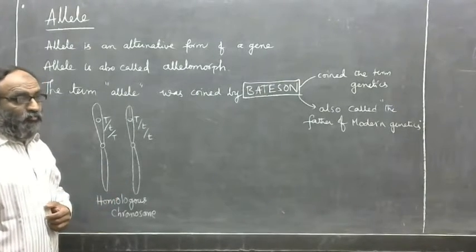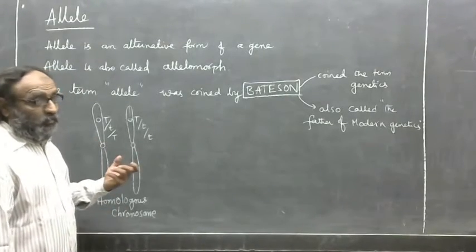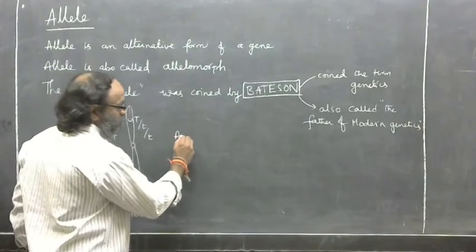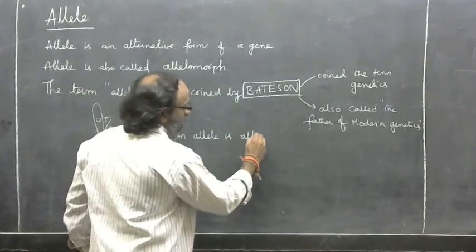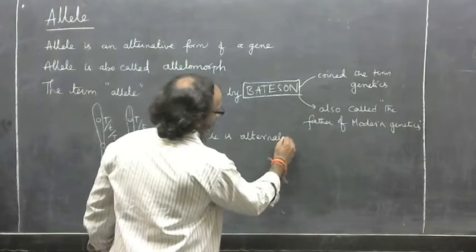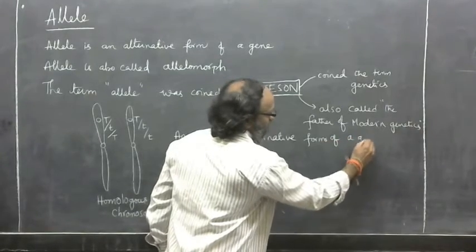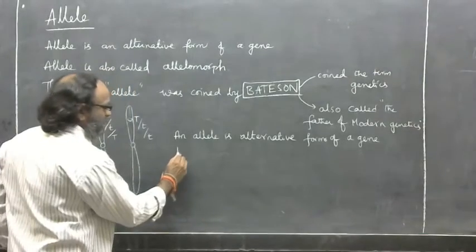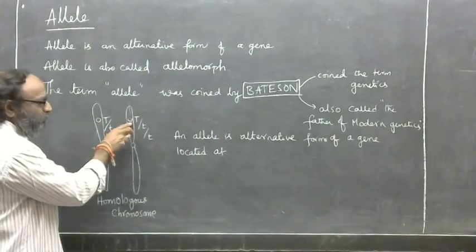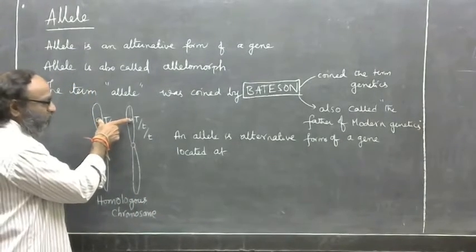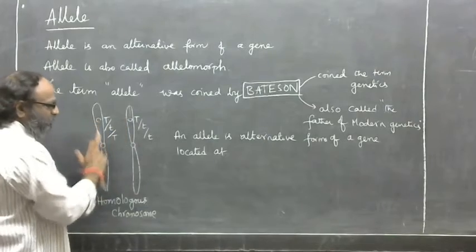Yesterday we discussed what are homologous chromosomes and what are non-homologous chromosomes. So let me define allele. An allele is alternative forms of a gene located at the same loci or different locus? It is at the same locus. The positions of the genes are the same on homologous chromosomes.